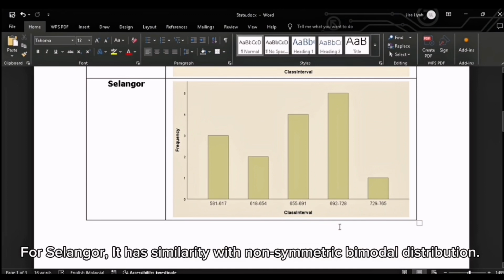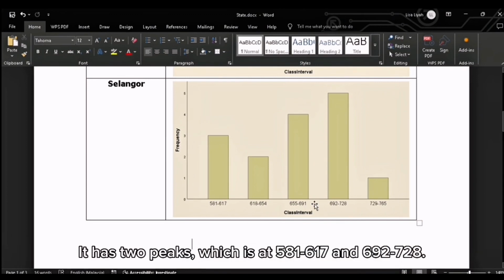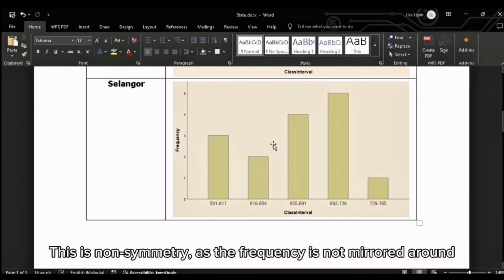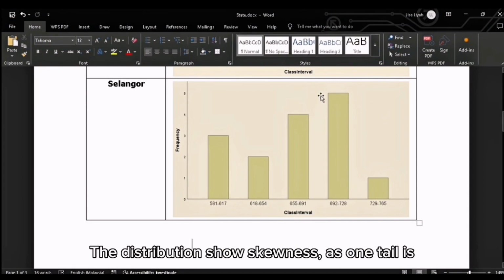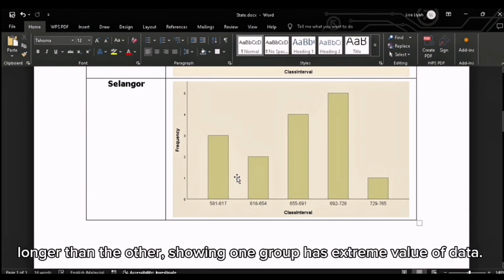For Selangor, it has similarity with a non-symmetric bimodal distribution. It has two peaks, which are at 581 to 617 and 692 to 728. This is non-symmetric as the frequency is not mirrored around the central point and one peak is higher than the other one. The distribution shows skewness as one tail is longer than the other, showing one group has extreme values of data.